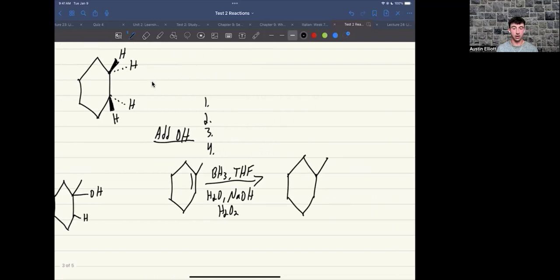Now with BH3, THF, THF is our solvent. You don't really have to know what THF is right now or anything. You just need to memorize the reagents here and what they do and what's different about this one.